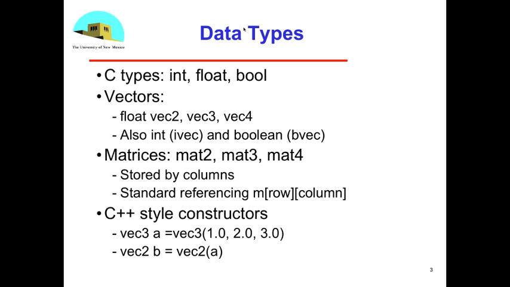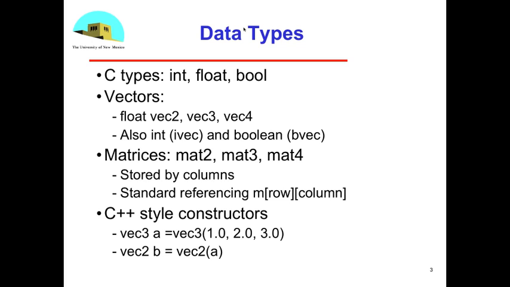So there's a vec2, a mat2, mat3. They're all composed of floats. If you need vectors or matrices of integers, then there's ivec and imat and bvec. If you need an array of Booleans, you can do that.